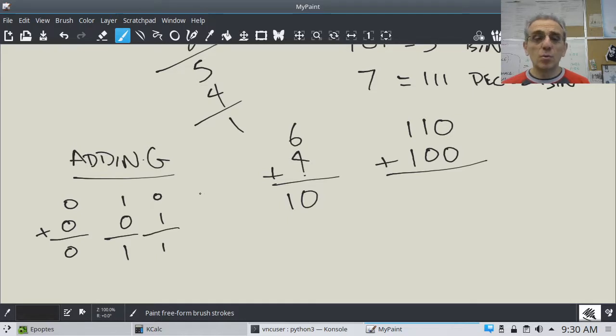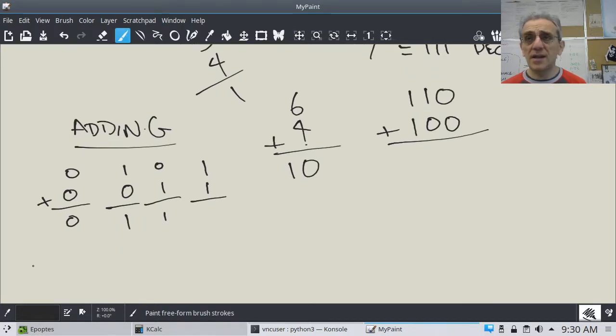But what's 1 plus 1? Well, now you can't write 2. How do you write 2 in binary? The number 2 in binary is equal to 1, 0, right?